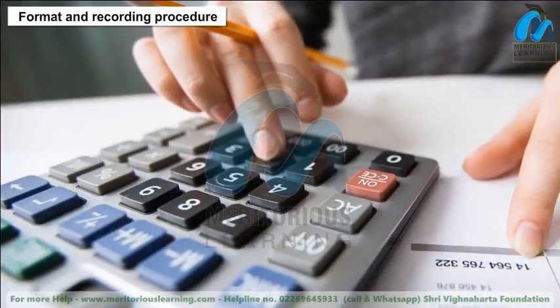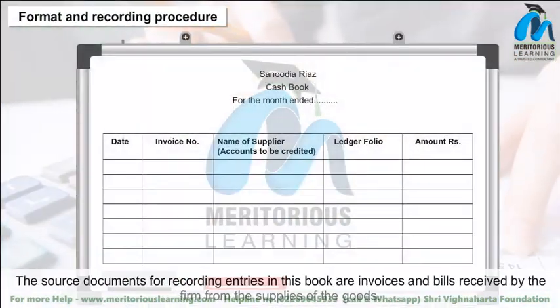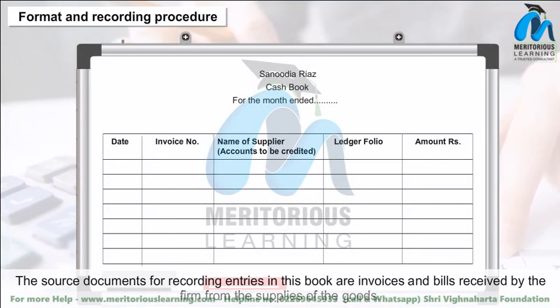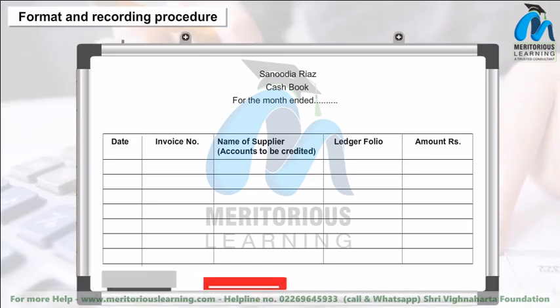Format and recording procedure. The source documents for recording entries in this book are invoices and bills received by the firm from the suppliers of the goods. The purchase journal has the following 5 columns.